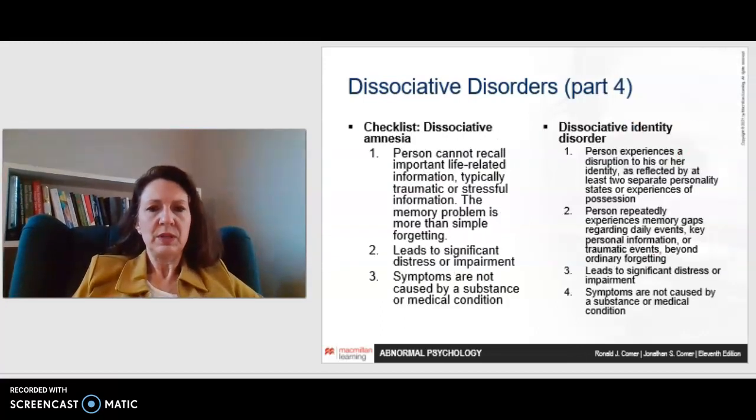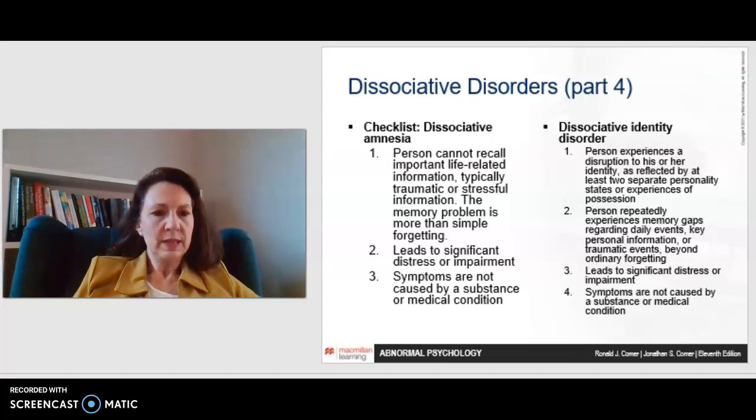Checklist for dissociative amnesia. This is where a person can't recall important life information, typically traumatic or stressful information, that leads to significant distress and impairment. This is not caused by a substance or medical condition.